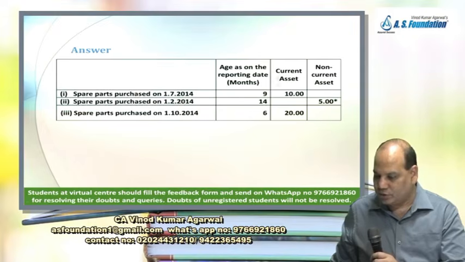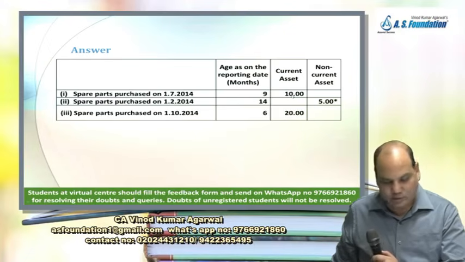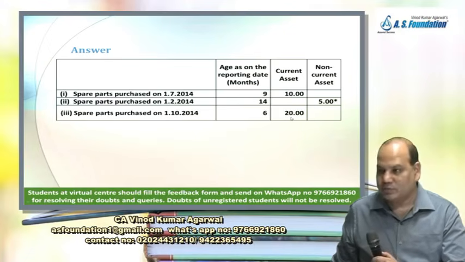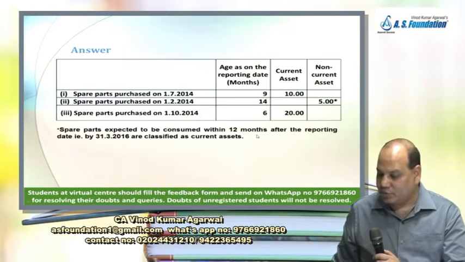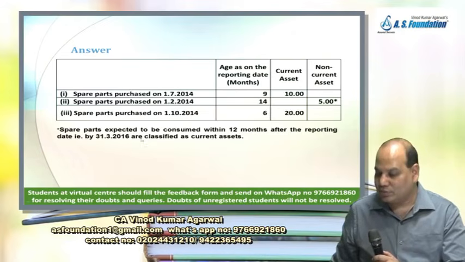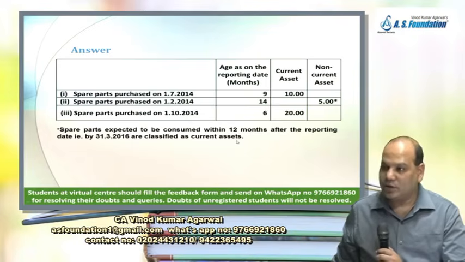Okay. Now let us see. As age, this is 9 months, this is 14, this is 6. This and the last one clearly get identified as current. For this they have written 5, but there is a note below. What is the note below? Spare part expected to be consumed within 12 months after the reporting date, that is by 31st March 16, will be classified as current asset.